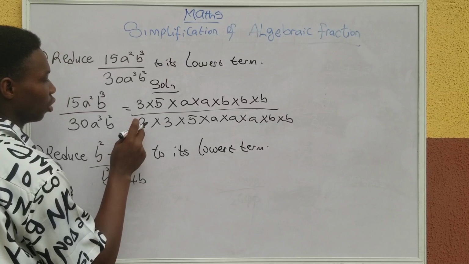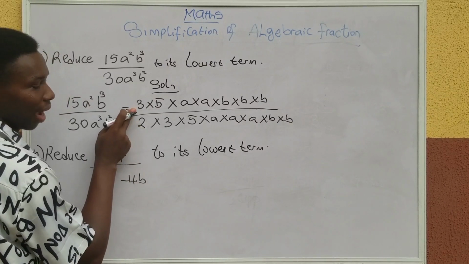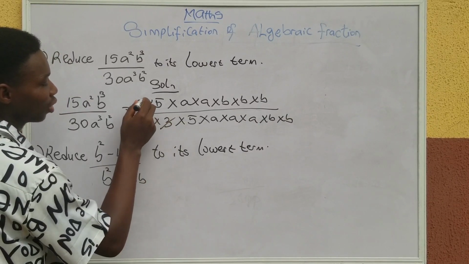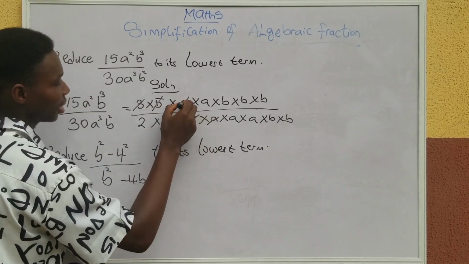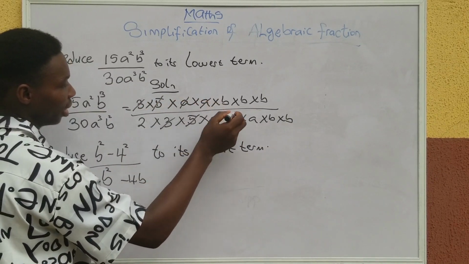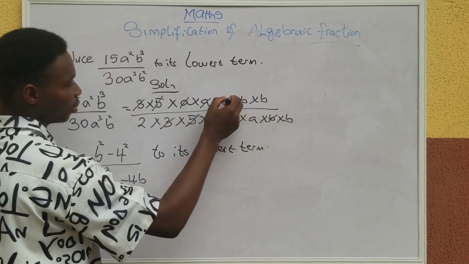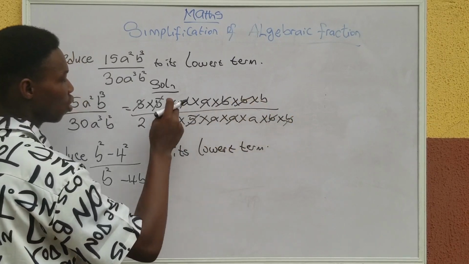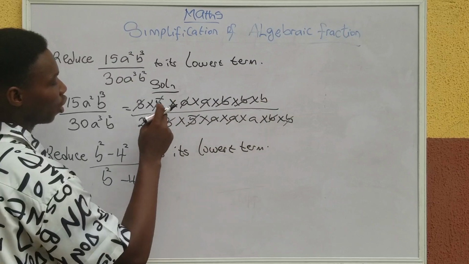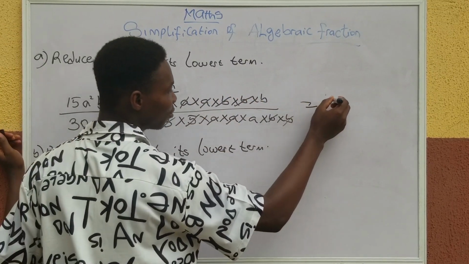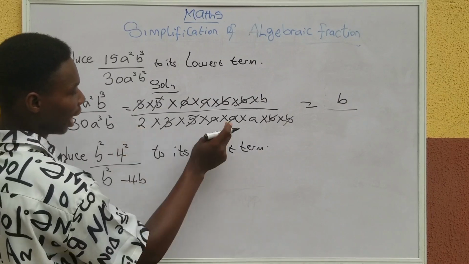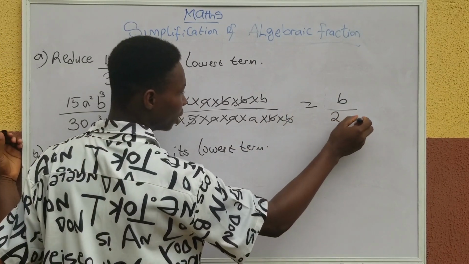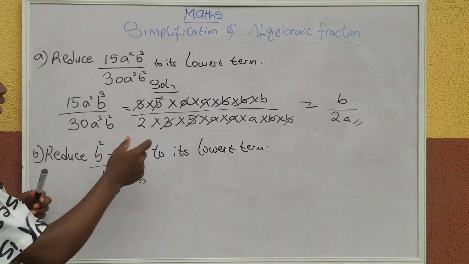Now 2 cannot divide out, they are not the same. 3 cancels 3, 5 cancels 5, a against a against a, b against b, b against b. What you have left as our numerator is only b, while for the denominator, 2 times a gives you 2a. This is the simple question. This is the way it is being solved.